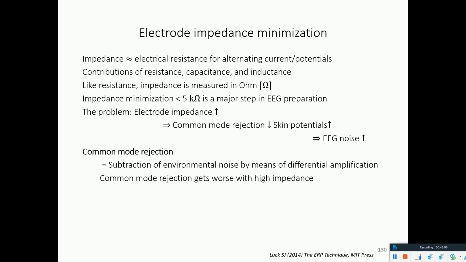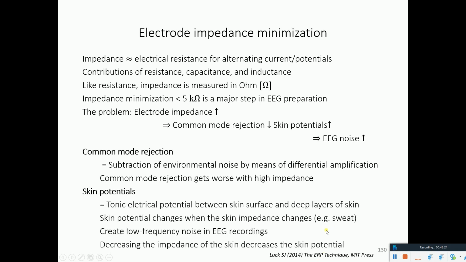So what is common mode rejection? It's the subtraction of environmental noise by means of differential amplification. And for some reason that is not detailed more in the logbook, common mode rejection gets worse with high impedance. The skin potentials are tonic electrical potentials between the skin surface and deep layers of the skin. And these change when the skin impedance changes, for example by sweat. And these create low frequency noise in EEG recording. And if you decrease the impedance of the skin, by applying this gel, you also decrease the skin potential.